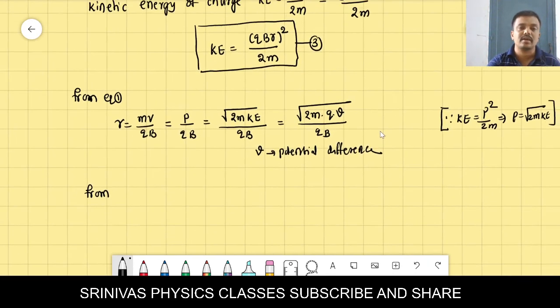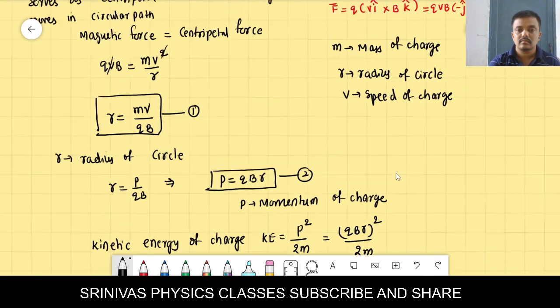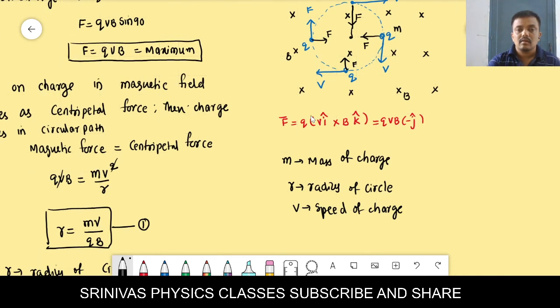When velocity is perpendicular to the magnetic field, then the force will act. That force serves as a centripetal force and makes the charge move in a circular path. Okay. Velocity formula is what for the force?